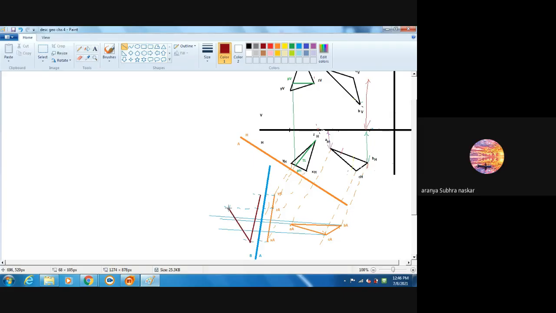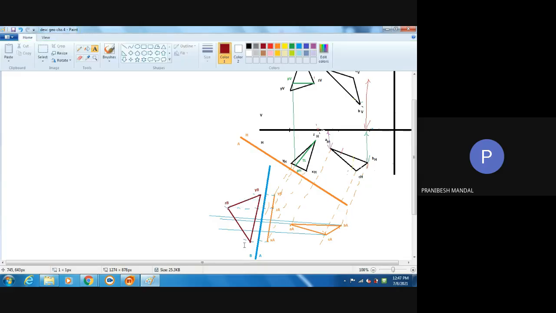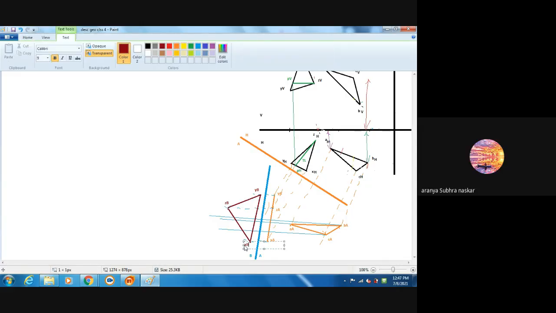Sir, did you take that line? Oh, okay, I understood. This is very easy, man. We got the true triangle. Yes, this is the true shape. This is your YB. This is ZB. And this is XB. Yes, sir, so this is okay.